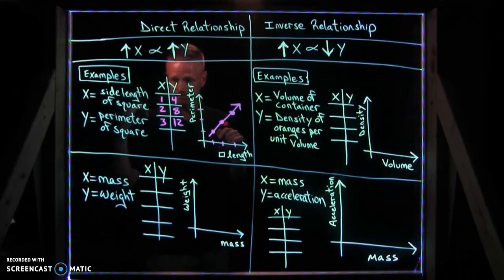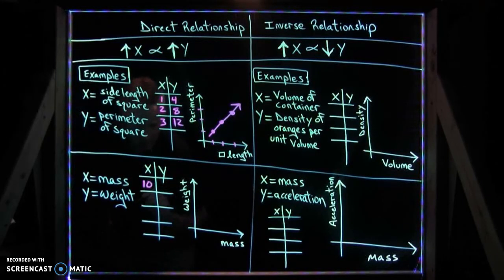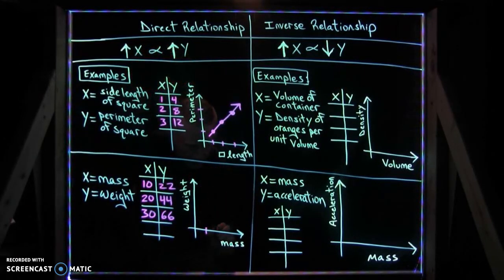You're going to learn that as you increase your mass, you increase your weight. So if, let's say, my daughter is all of 10 kilograms, she weighs about 22 pounds. She suddenly increases her mass up to about 20 kilograms, well, she'll weigh about 44 pounds. She gets up to 30 kilograms, she'll triple her weight. She'll get up to 66 pounds. So the more mass you have, the more weight. Again, direct relationship. Doubling the mass doubles the weight. Tripling the mass triples the weight.